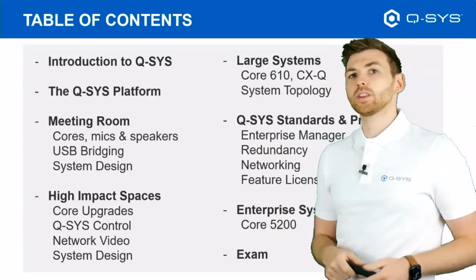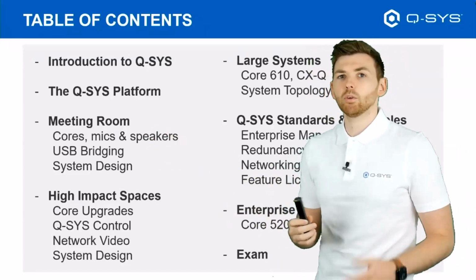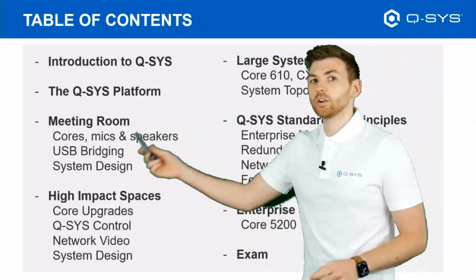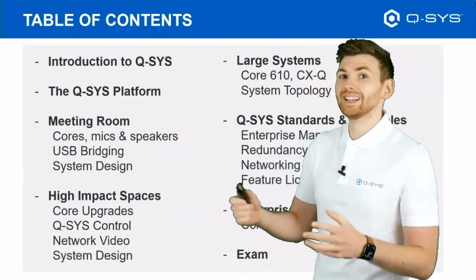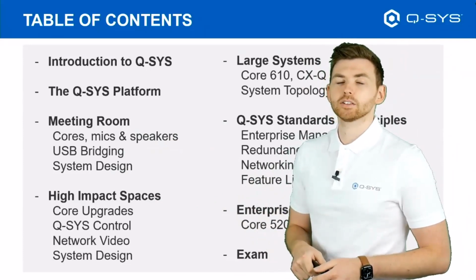Okay, so we're going to start off with a meeting room. We're going to have a look at a typical meeting room. And what do we need there? Well, we need to have a look at the audio. We need to have a look at the video and also USB bridging in a meeting room, which is a really key Q-SYS technology that will tie a lot of these different applications together.